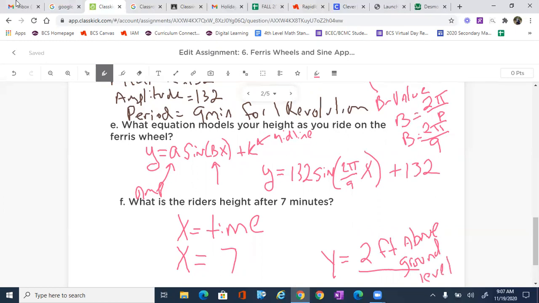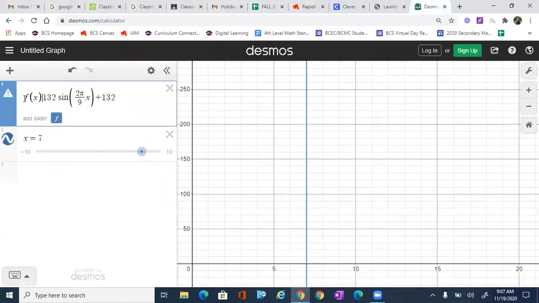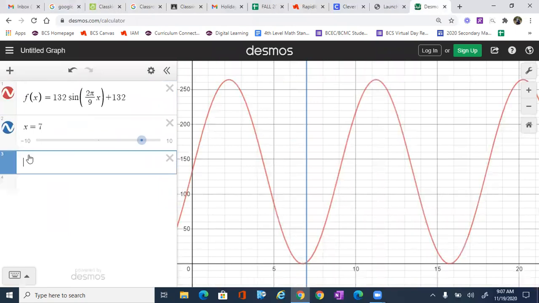Remember, we can also give our function a name. So let's go ahead and maybe call it f of x equals, and then I can also put f of 7 and make the calculation. That way it comes out to be exactly the same. All right, that is Ferris wheel and sine curve. I hope that helps you out.